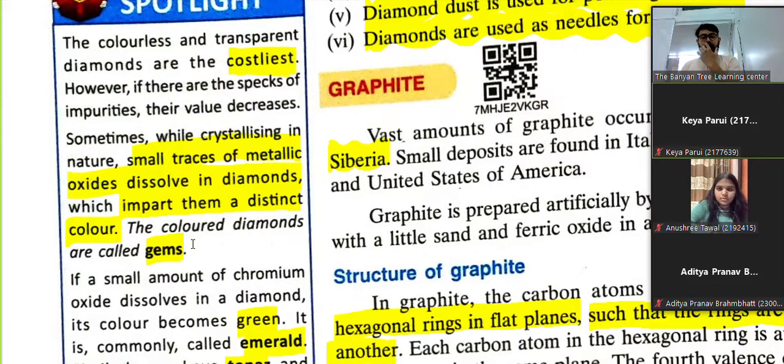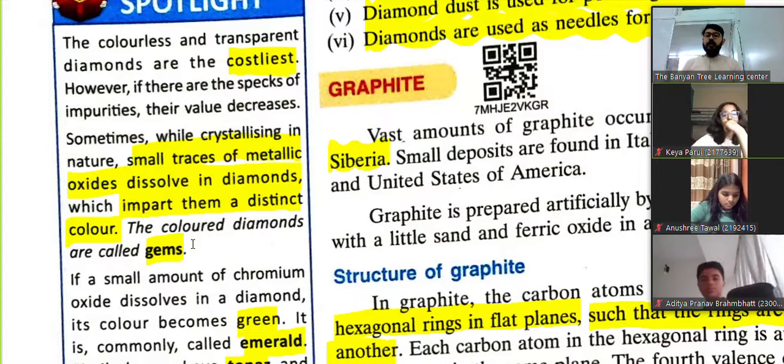The colorless and transparent diamonds are the costliest. However, if there are specks of impurities, their value decreases. Sometimes, while crystallizing in nature, small traces of metallic oxides get dissolved in diamonds, which impart them distinct color. The colored diamonds are called gems.